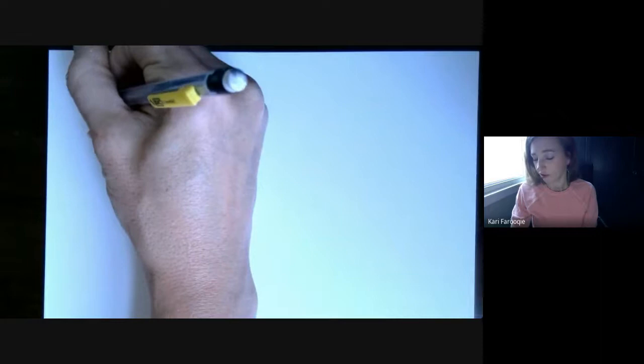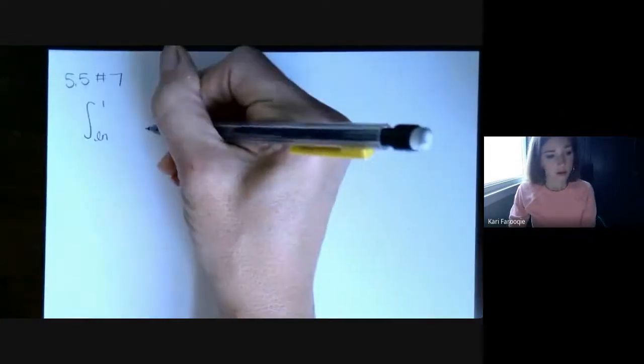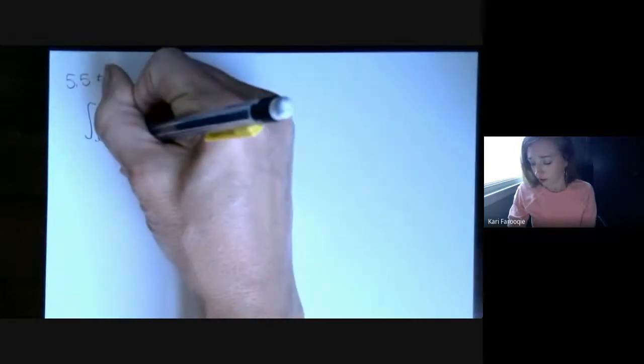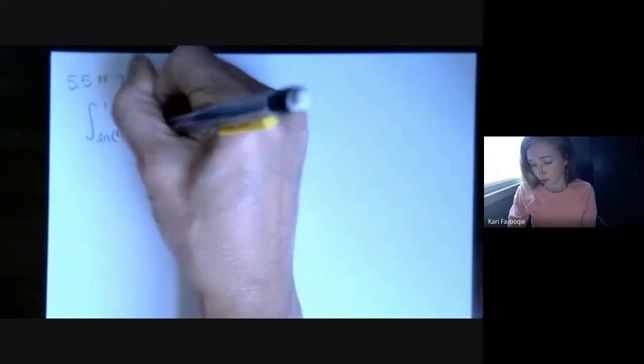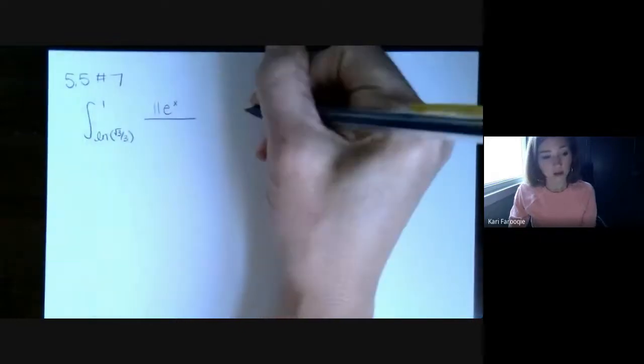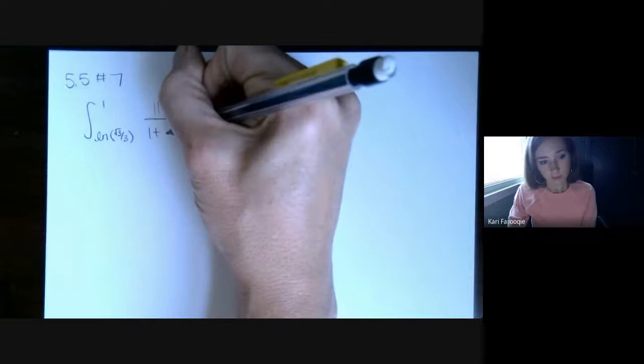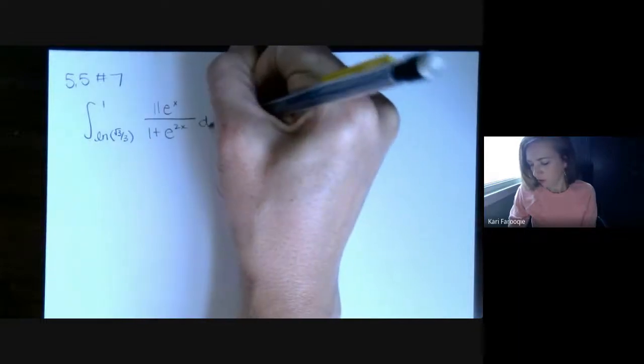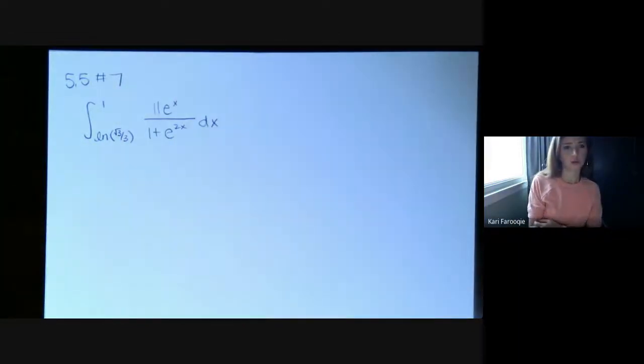Excellent. Wonderful. Okay, number 7. You know, sometimes if students are just looking at this, the limits of integration would upset them, I think. Just seeing this natural log of the square root of 3 over 3, they'd be like, this is not going to end well. But it's all fine. A lot of times things look a lot more complicated than they are.